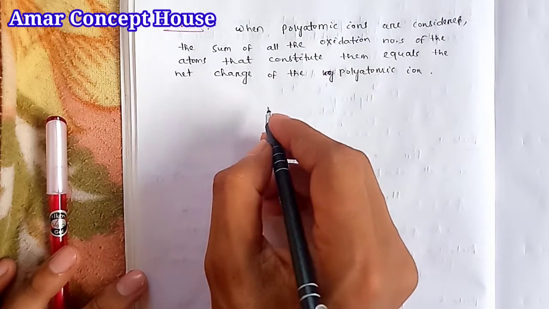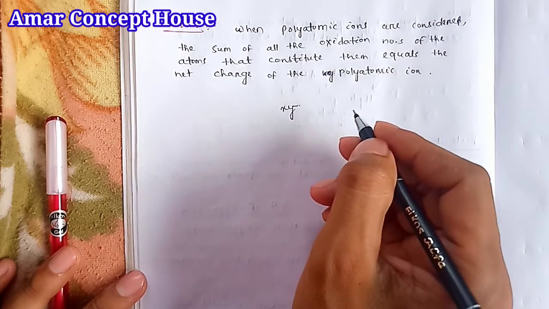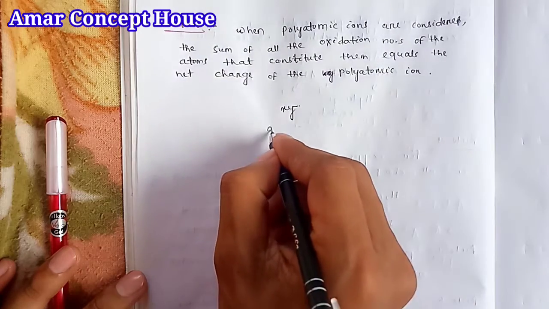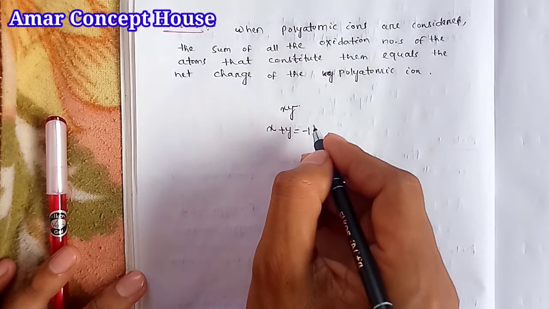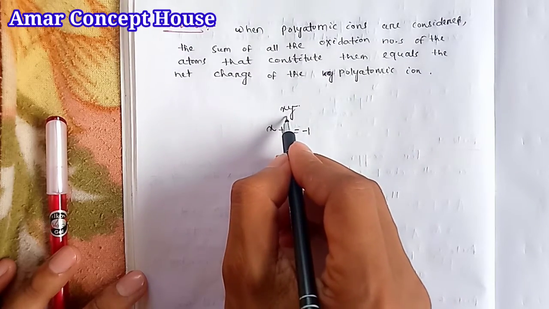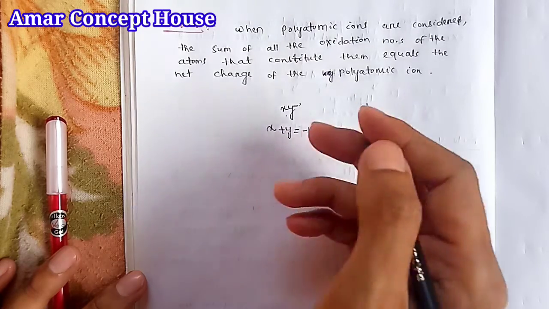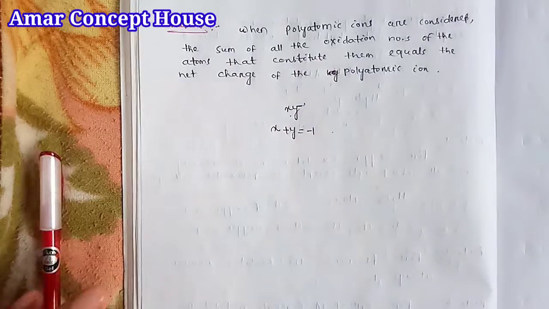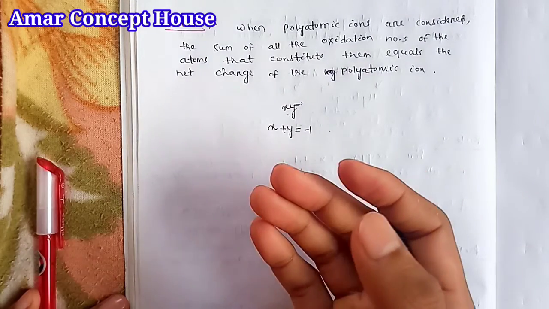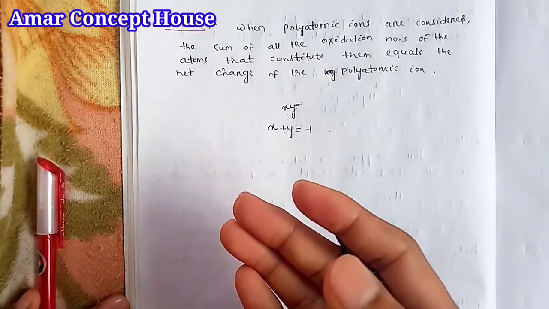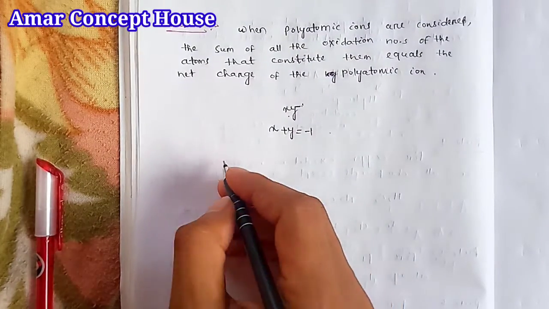Suppose you are finding the oxidation number of X atom in an XY minus ion, where minus means a -1 formal charge. Then you have to write X plus Y equals -1, because this ion has a -1 formal charge. So the oxidation number of an atom in a given compound can be calculated with these steps. Let's find the oxidation number in some compounds.